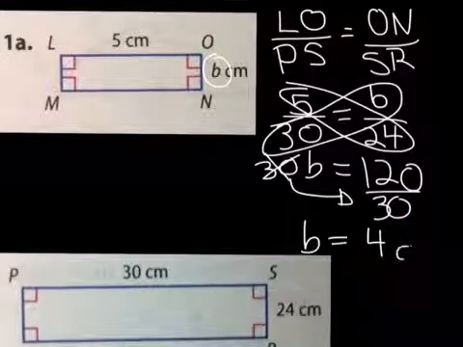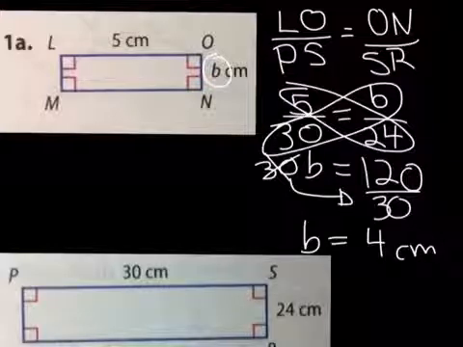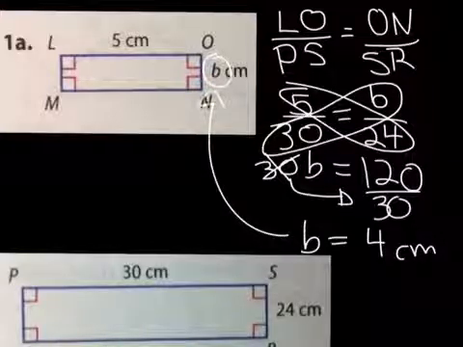And there we go, so 4 centimeters. And that's what b equals. You see? b equals 4 centimeters.